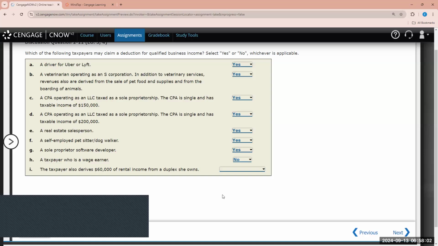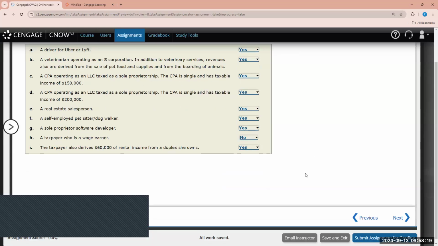Lastly, we have a taxpayer who also derives $60,000 of rental income from a duplex she owns. The answer is the rental is likely a trade or business, therefore it can produce a QBI deduction. So the answer is yes.